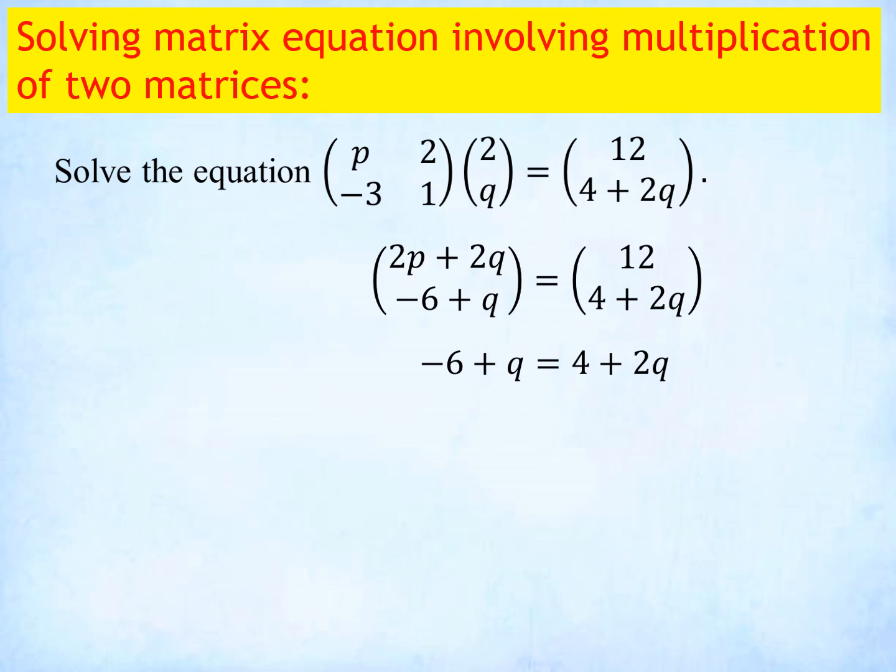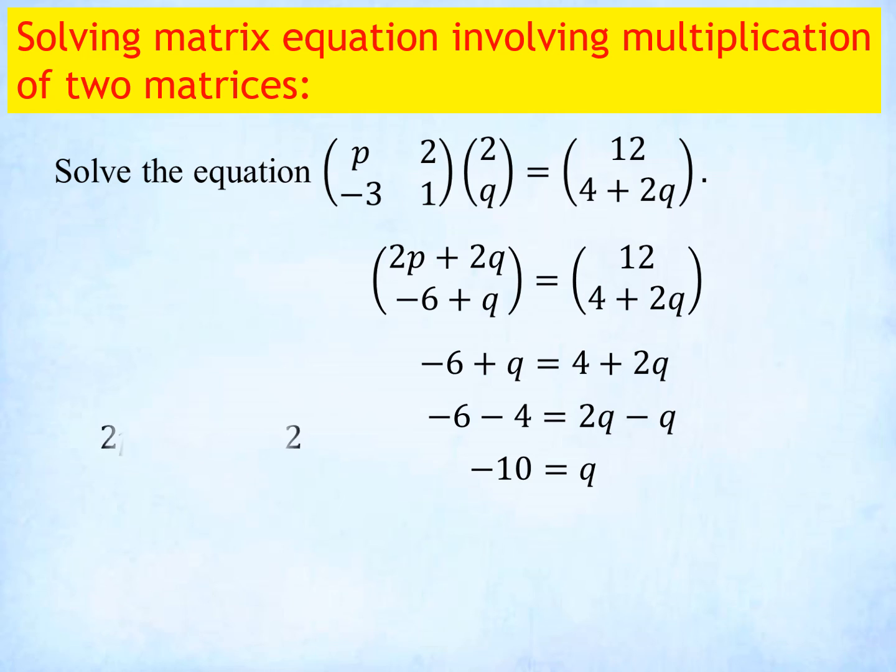Transposing 4 to the other side, as well as Q to the right side of the equation, we have negative 6 minus 4 is equal to 2Q minus Q. Simplifying further, negative 6 minus 4 is equal to negative 10, and 2Q minus Q is equal to Q. So therefore, Q is equal to negative 10.